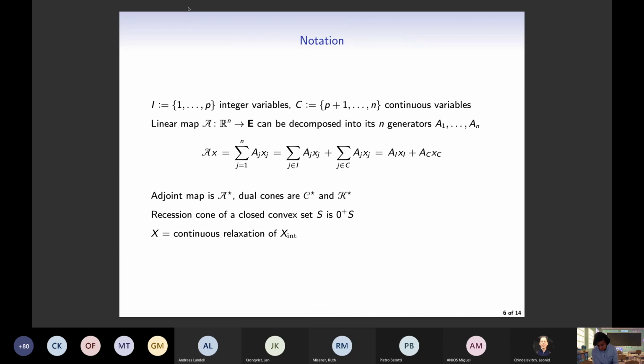All right, so let's dive into the details. So just basic notation. I've tried to keep it light on notation, but I can't completely get rid of it, obviously. So I have integer variables, continuous variables, and this linear map. Although it's mapping to a general Euclidean space, you can of course decompose it into the integer and continuous part, and then the rest is standard stuff with adjoints and duals and all that.